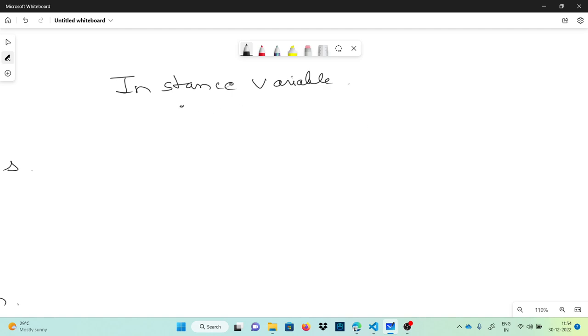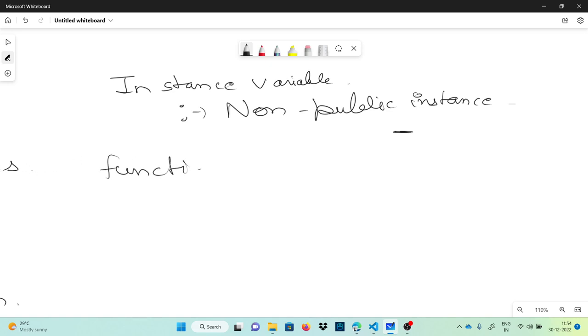If you are talking about non-public instances, so that should start with the underscore. Keep this thing in your mind. Then we have function. Again, function names should be in lowercase, and if there are multiple words, they are separated by underscore only. Then methods, again lowercase letters should be there. For method arguments, in case of instance method, their first argument should be self. We will talk regarding this more and more in our upcoming videos.